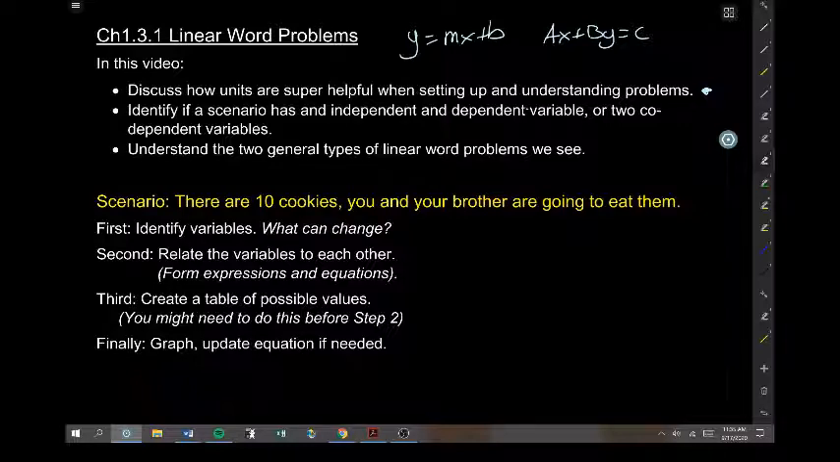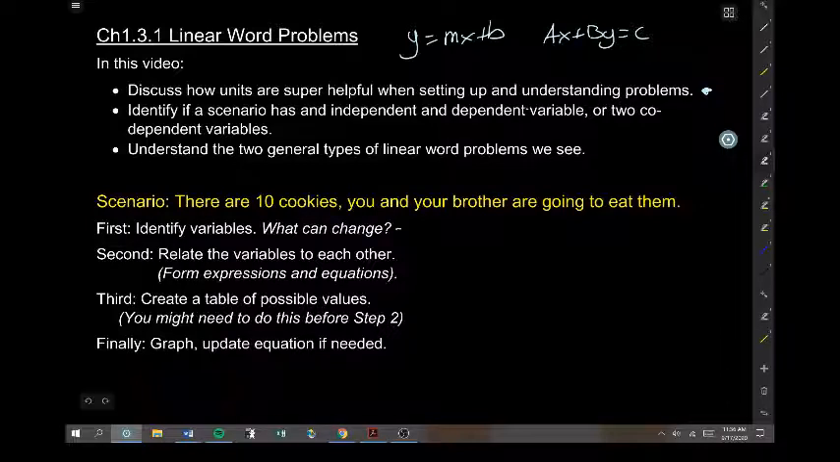So I want you to think about this scenario for a second. There are 10 cookies. You and your brother are going to eat them. Note, this isn't a question. I've not posed a problem for you to solve. I just want us to express this situation in a mathematical sense. I want you to do a few things.